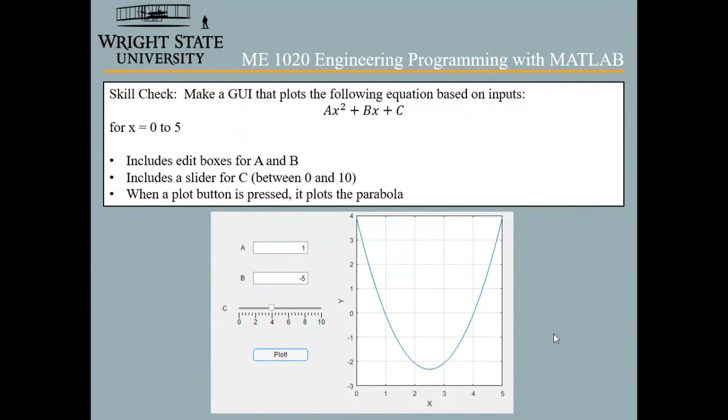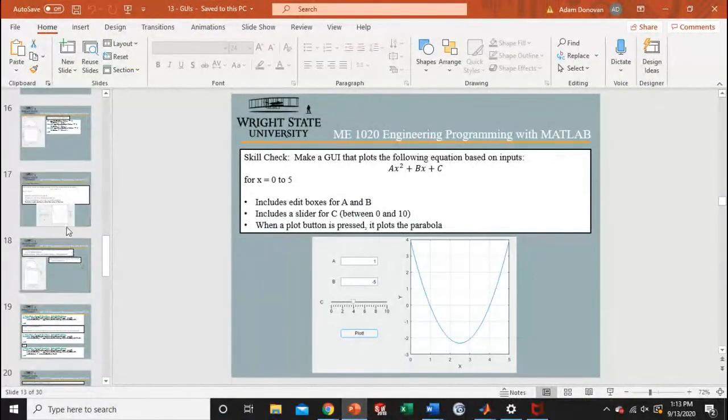The inputs are going to be A, B, and C, and I want you to give them in two separate ways. A and B are going to be these edit boxes. C is going to be a slider between 0 and 10, and then when plot is pressed, it plots the parabola. So go ahead and do that. You start working on that. Like I said, this is going to be the majority of the second problem.